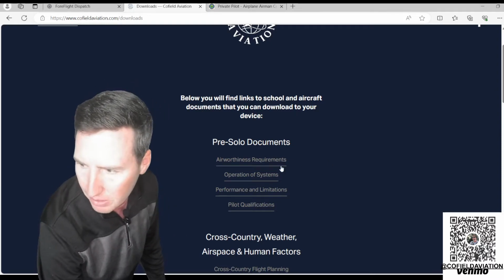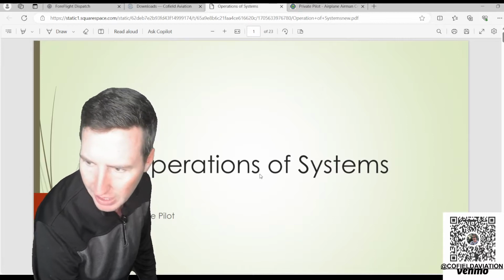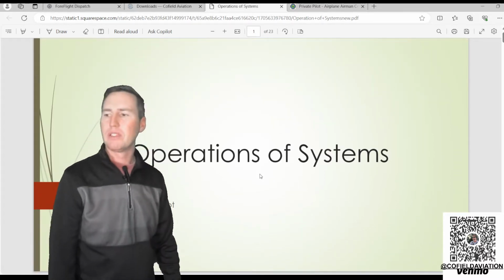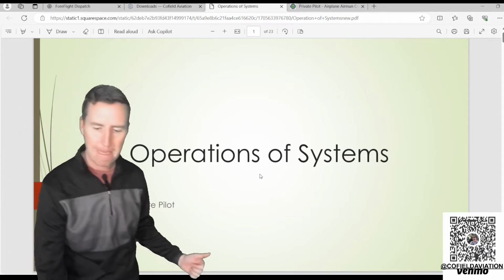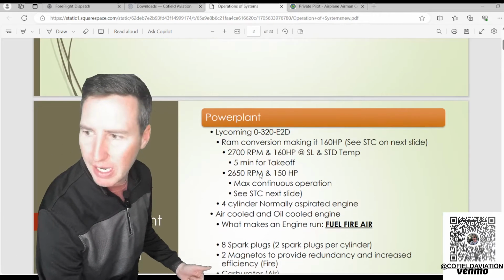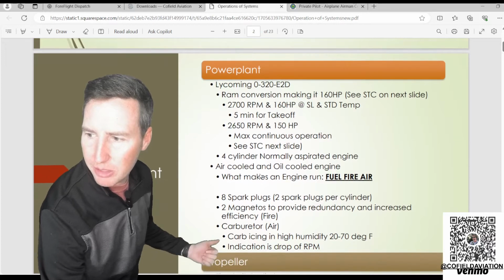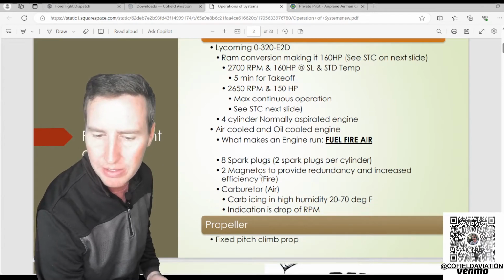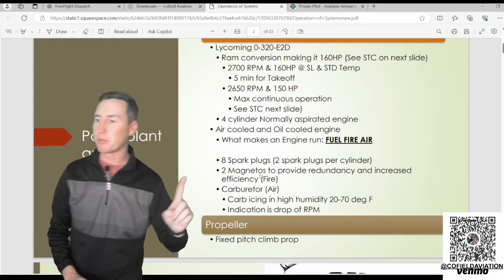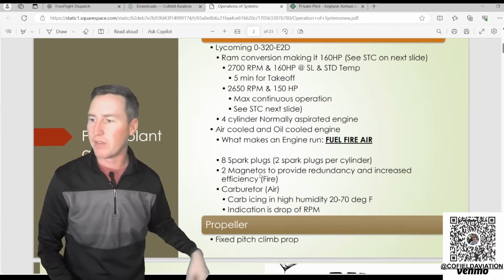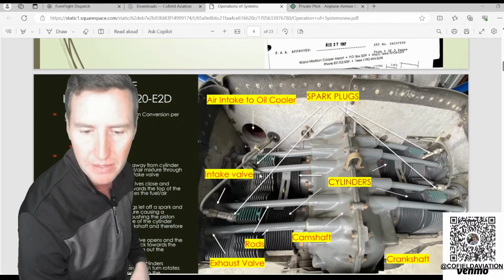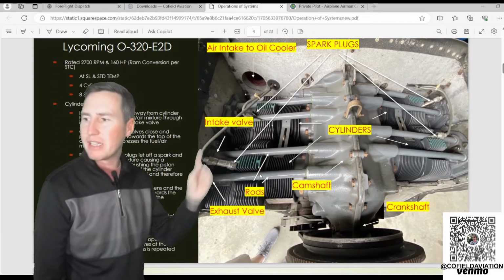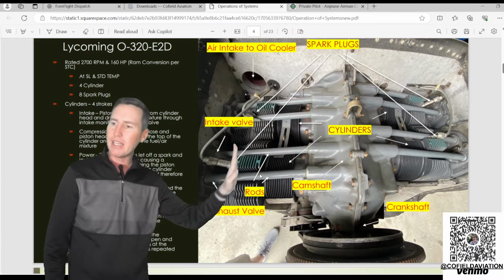So we're going to go here to the Operation of Systems, and we'll just scroll down here as far as what we've already covered. So we've got the power plant. We talked about that in performance and limitations. In Operation of Systems Part 1, what makes the engine run: fuel, fire, and air. The propeller, a fixed pitch climb prop, and there's our STC for the engine. I will break this down just a little bit at the end of the video.